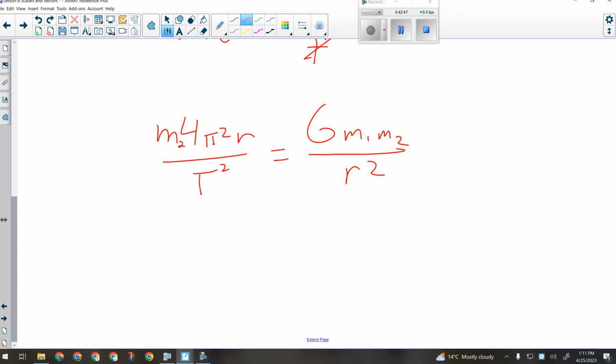I want to solve for M1. What should I move first? R squared. Yep, I should move r squared. Right now I'm dividing by r squared, so if I want to move it, I should multiply. I multiply this side by r squared. What's r times r squared? Got to think a little bit of Math 10 here. By multiplying, I do what with the exponents? Add them. So r times r squared is r cubed.